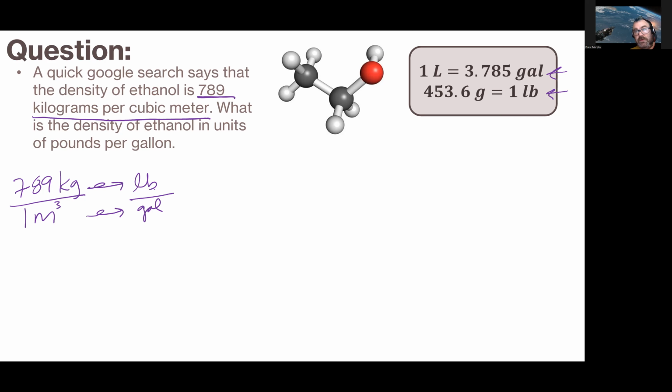You can do this as 2 steps where you take the kilograms and convert it to pounds, take the meters cubed and convert it to gallons, and then take the pounds divided by the gallons. That completely works. You can also do both at the same time. I'm going to show you both at the same time. I might even have time to do them individually on the next slide if I have space. But I'm going to start with them both at the same time because that's how I would work this.